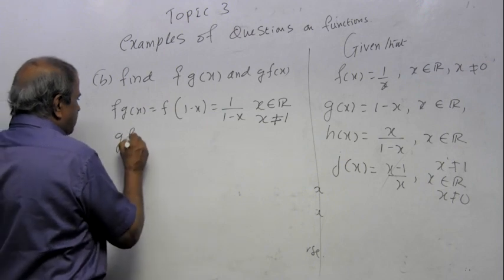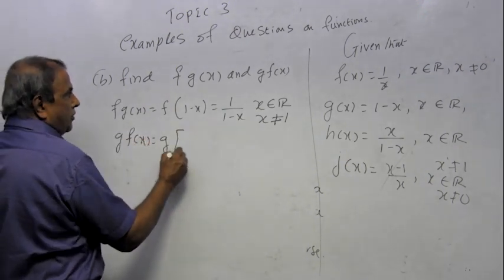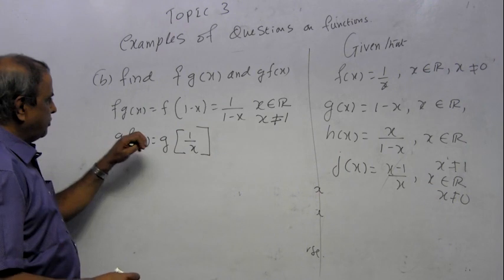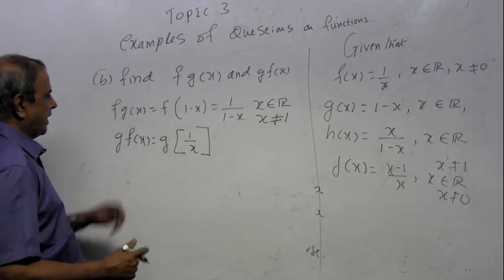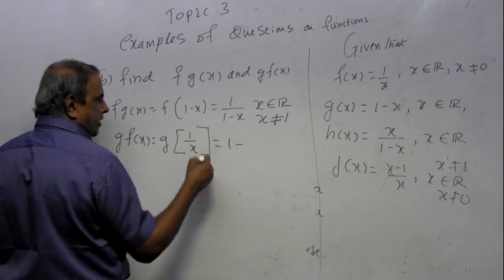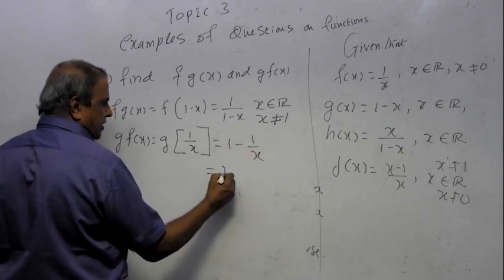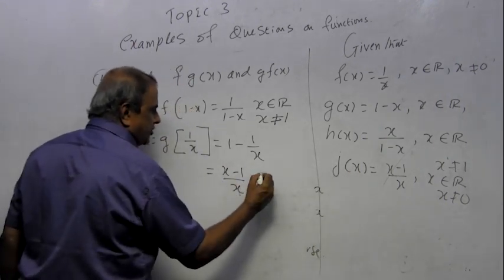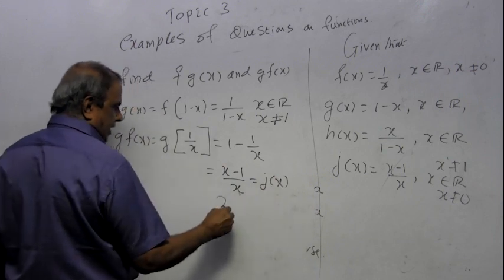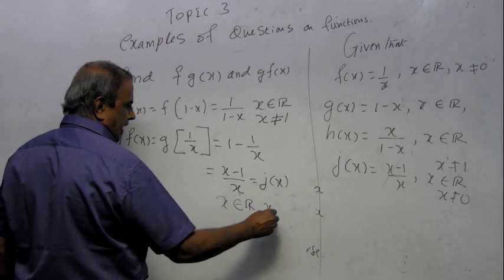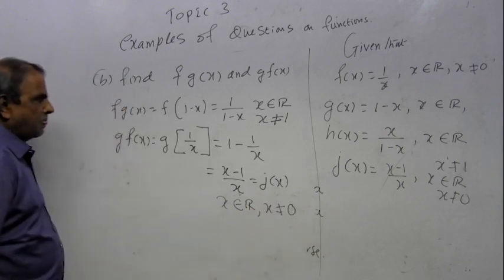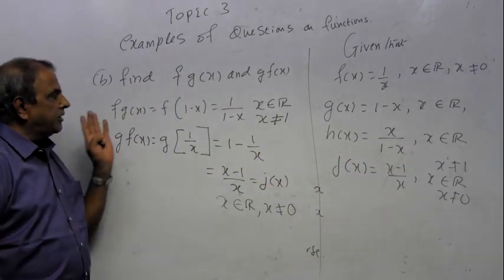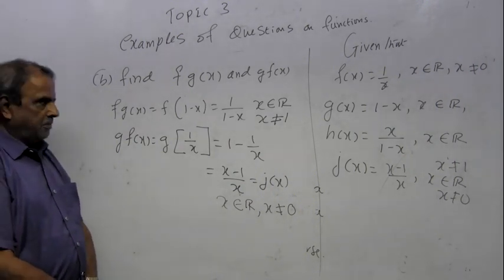What is gf of x? It will be g of 1 over x, correct? Because you take f, put it inside g. Here you took g, put it inside f. What does g do? 1 minus, in place of x, you write 1 over x, which is x minus 1 over x. What is x minus 1 over x? Which is j of x. Here, x belongs to R, x not equal to 0. And of course, I had given x not equal to 1. That's not necessary in this case because I'm doing gf of x. You can't divide by 0.